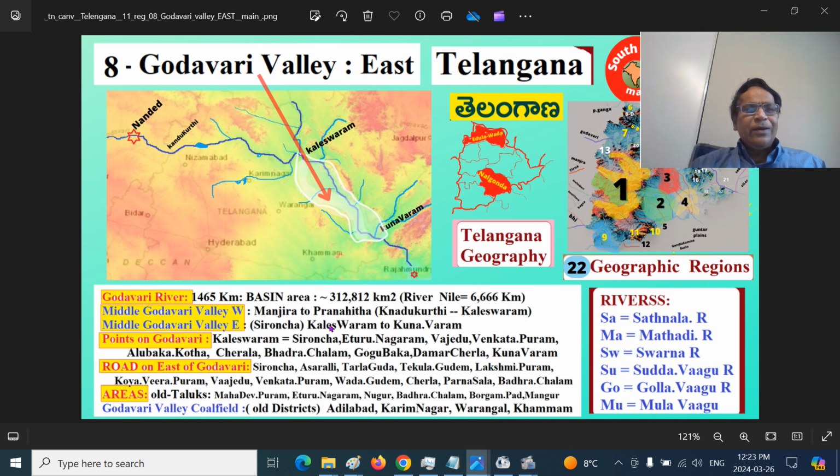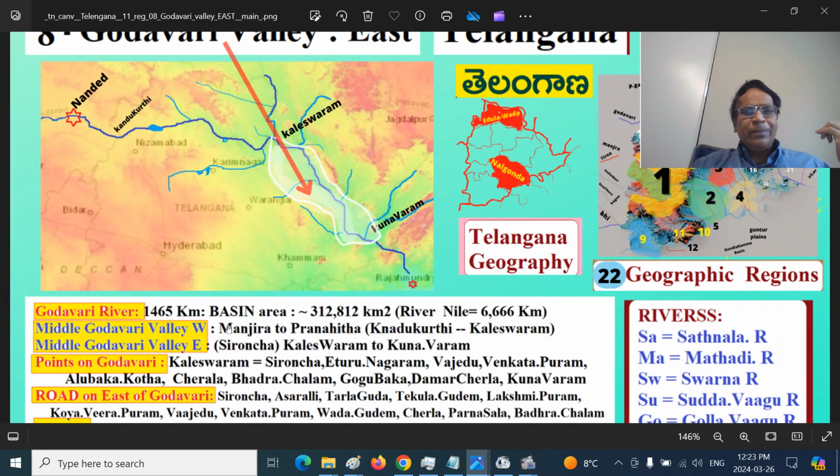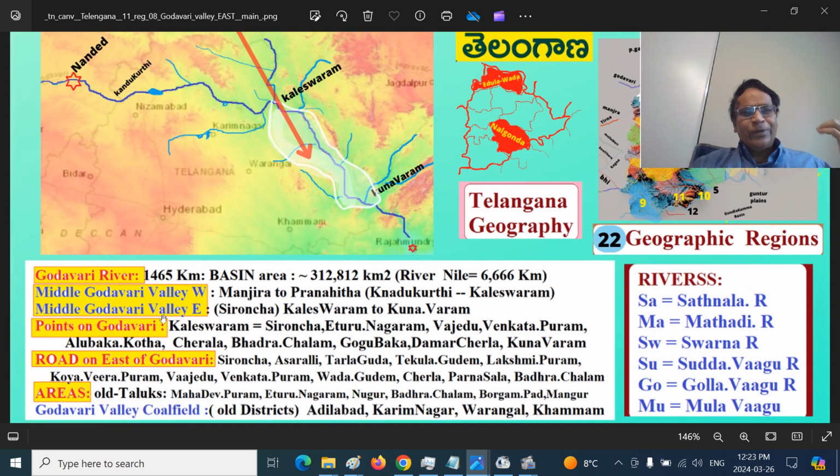The middle Godavari River west we looked at before, where the Manjira River joins here. This is the Kandukurti village, to where the Pranahita River joins the Godavari, that is Kandukurti to Kaleshwaram. After Kaleshwaram is the Godavari Valley East, Kaleshwaram and Sironcha on the other side. Sironcha is actually in the Chandrapur region, the Nagvidarbha region of Maharashtra. From Sironcha to Kunavaram, where the Sabari River joins, so Kunavaram to Kaleshwaram, is the one we are talking about today.